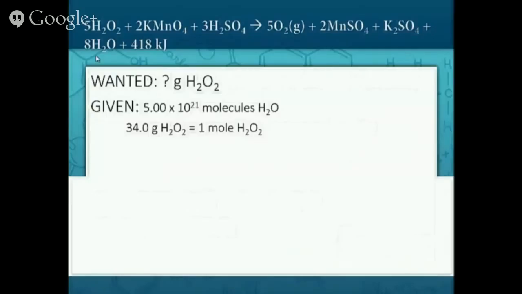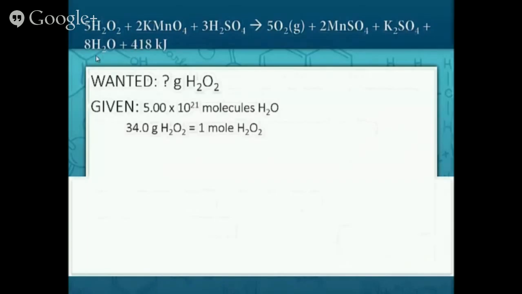Each oxygen atom is approximately 16 grams, so 2 oxygen atoms is 32 grams. Each mole of hydrogen atoms is approximately 1 gram. So we've got 2 moles of hydrogen atoms, so that's 2 grams per mole. So altogether, it's 34 grams per mole.